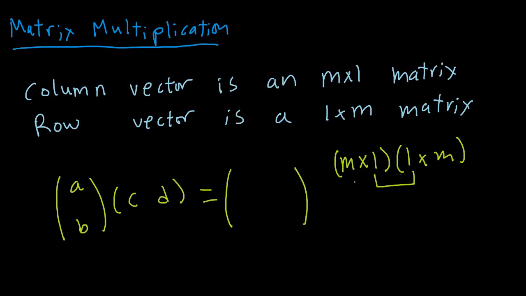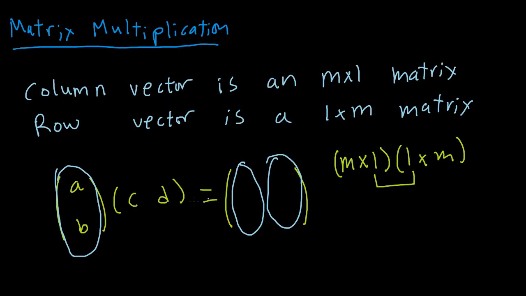There's going to be no addition. So how it's going to work is basically we're just going to take this vector, and we're going to sort of put it here twice. And then we're going to take this vector and we're going to put it here twice.